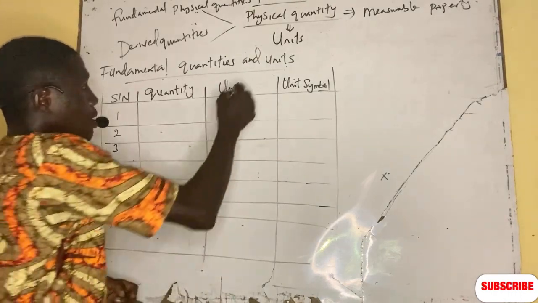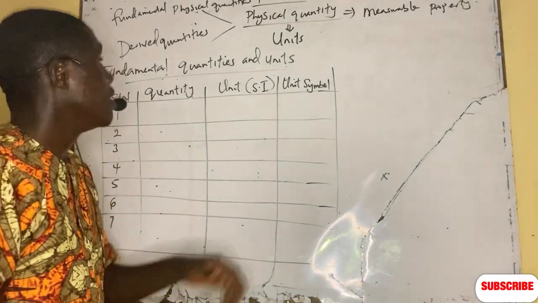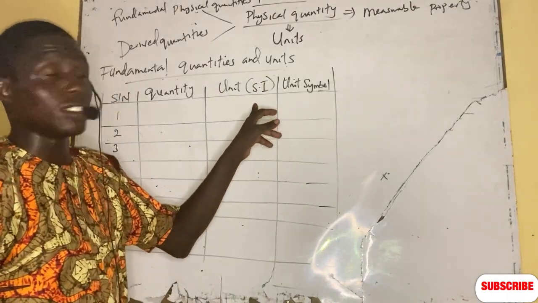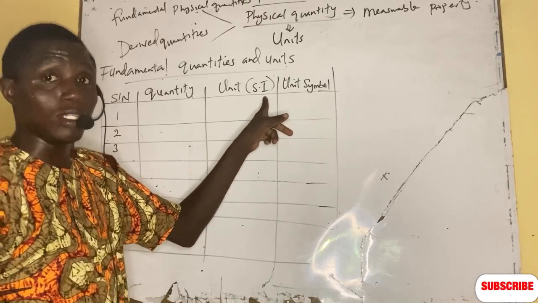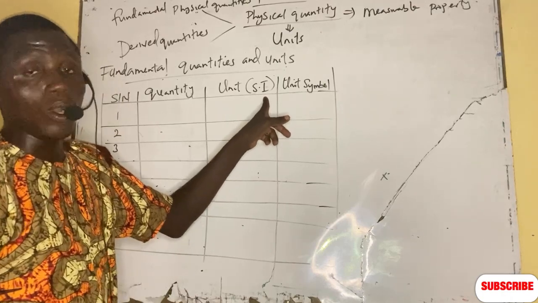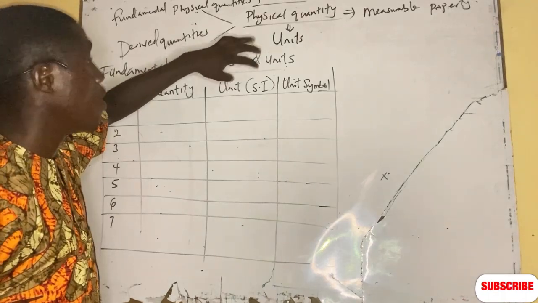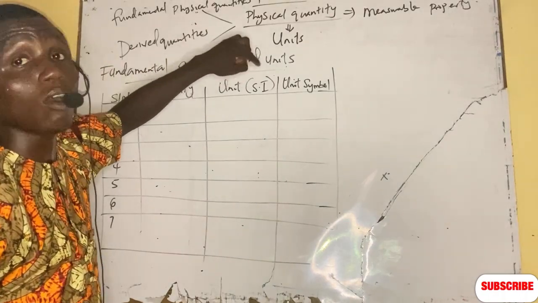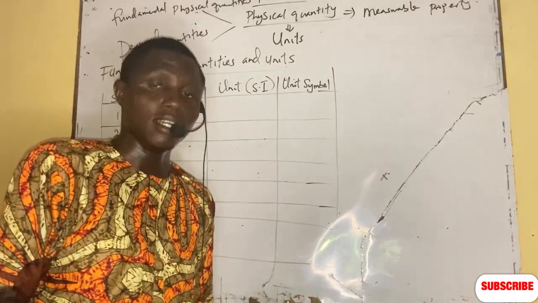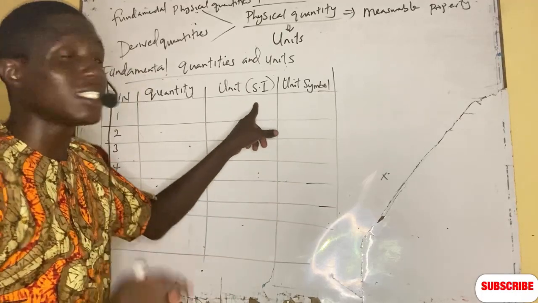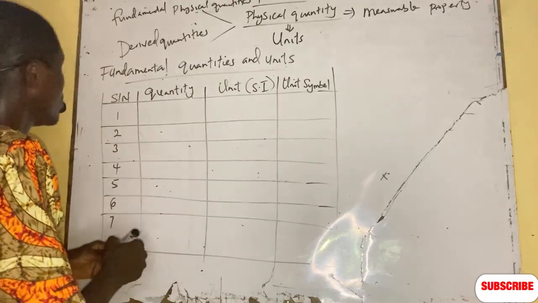And this type of unit we are talking about here is SI unit, the Système International unit. The Systemic International Unit is what we call SI unit, International System of Units in English translation. So this system of units is the acceptable units in physics. I said that the SI units are the acceptable units in physics.